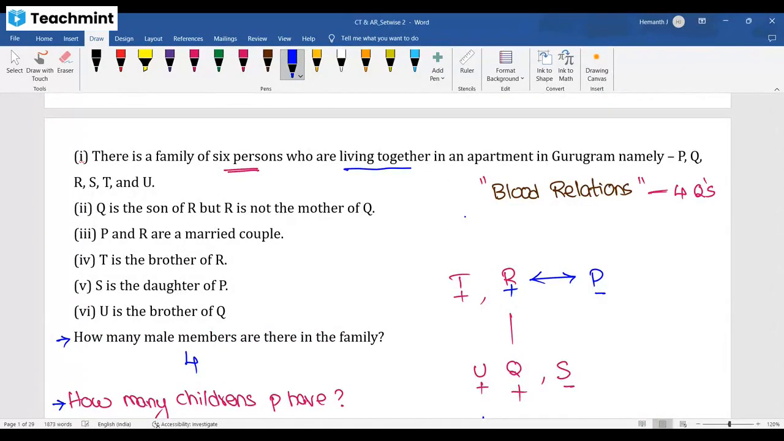There is a family of 6 persons living together. Yeah, my brother can live with me, right? What's wrong? I have children, my wife, and my brother can live with me. So yeah, we are living together. Family means, they didn't say whether your father's side or mother's side, not mentioned, right? Family, blood relation.